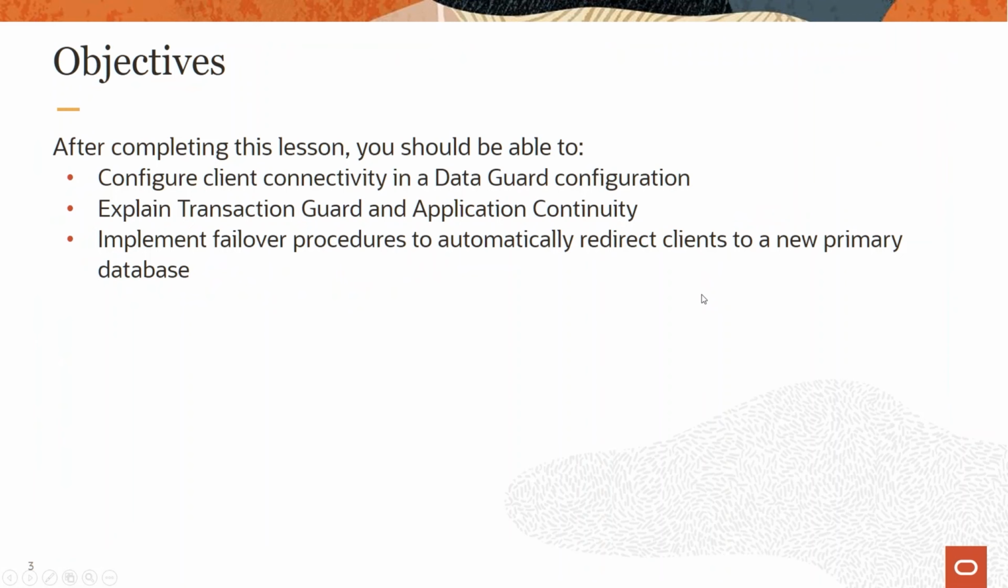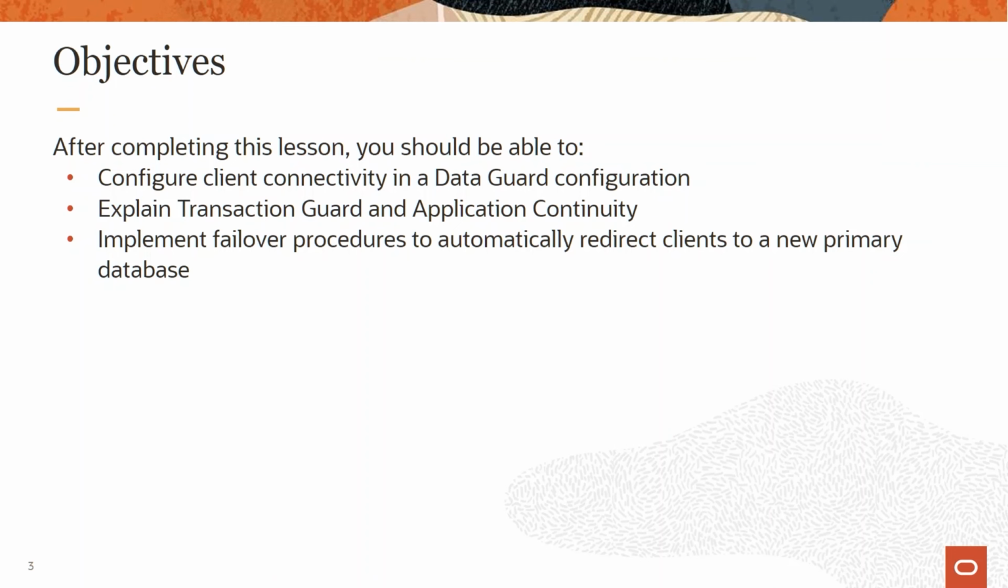Lesson 18, Enhance the client connectivity in a Data Guard environment. After completing this lesson, you should be able to configure client connectivity in the Data Guard environment. And also, you should be able to explain Transaction Guard and Application Continuity. And also, how to implement failover procedure to automatically redirect client to new primary database.